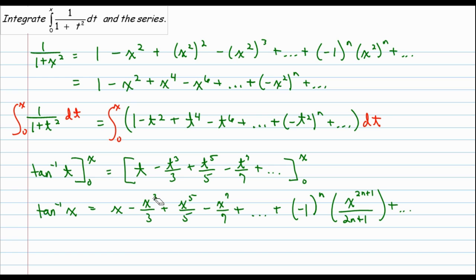Now we have the third power for the first term. So 2 times 1 plus 1 is 3. 2 times 2 plus 1 is 5. 2 times 3 plus 1 is 7. So we've got that 2n plus 1, divided by that same value. Now if we write that in summation notation, we have the sum from n equals 0 to infinity of (-1)^n times x to the 2n plus 1 over 2n plus 1.